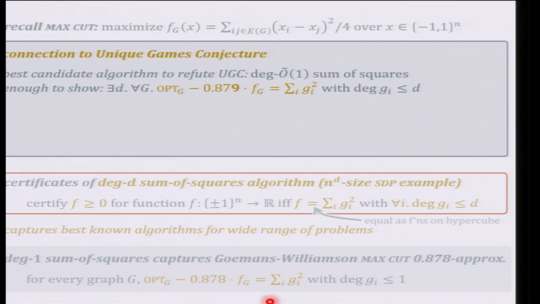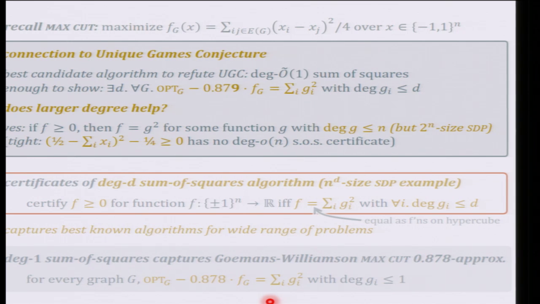There's a connection of sum of squares to the Unique Games conjecture. It turns out that sum of squares is the best candidate at the time to refute the Unique Games conjecture. In particular, if you wanted to refute it, all you have to prove is the following. You have to prove that there exists some constant d, such that for every graph, if you look at this function, which is slightly less, so this constant is a bit larger than this one, it's a sum of squares of functions of degree at most d. If you can prove that, it would refute the Unique Games conjecture. Here we saw degree 1 achieves some guarantees, and here we're asking whether some other degree works better.